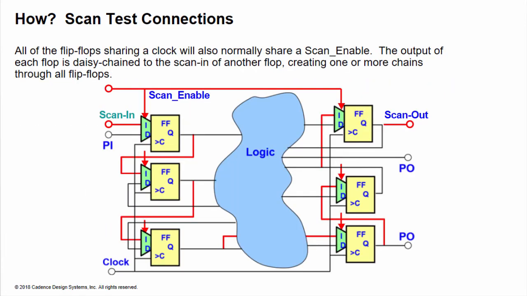Here we show in red the additional connections required when converting a conventional flip-flop design to a scannable design. The scan input of each scan flip-flop will be connected to the output of one other scan flip-flop or to a scan-in chip test input. The output of each scan flip-flop will, in addition to its functional connections, be connected to one other scan flip-flop or to a scan-out chip test output. This forms one or more scan chains.